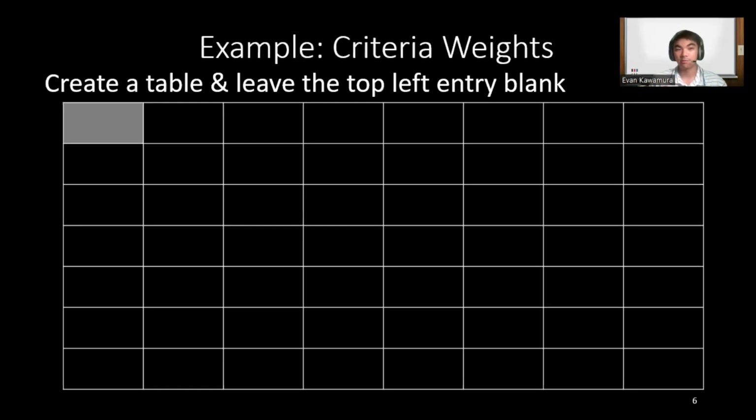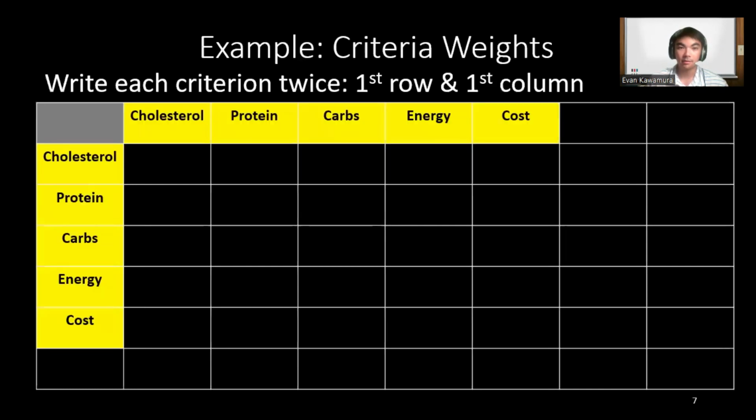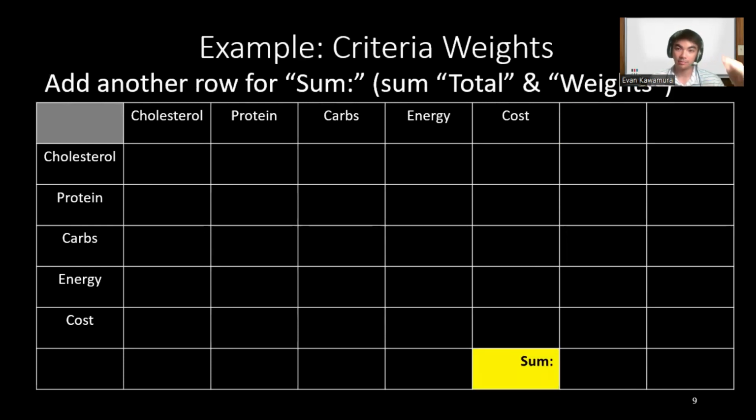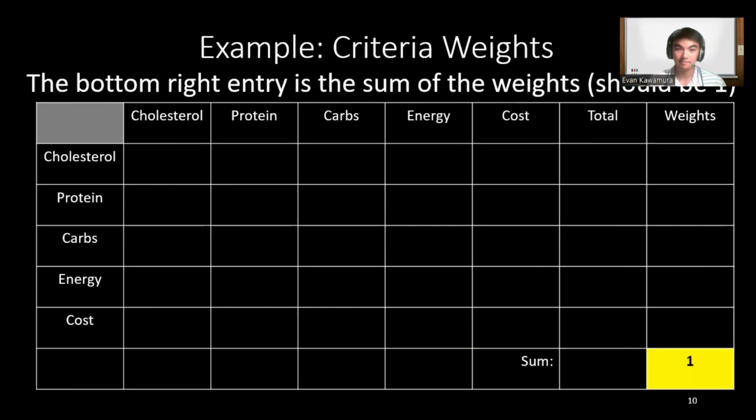So how do we start? First, you create a table and leave the top left entry blank. Then the next step is to write each criterion twice, in the first column and the first row. Once you do that, you're going to add 2 more columns on the right for total and weights. The next step, you're going to add a row at the bottom for sums. You're going to sum the totals and weights at the very end. And the very bottom right is going to be the sum of the weights. Make sure this is 1. When you add up all your weights, this should come to 1.